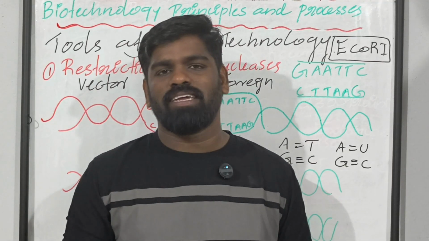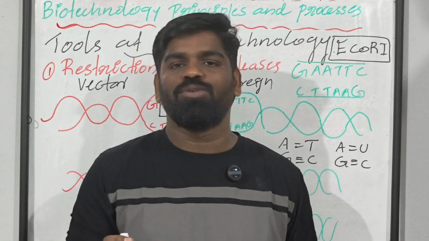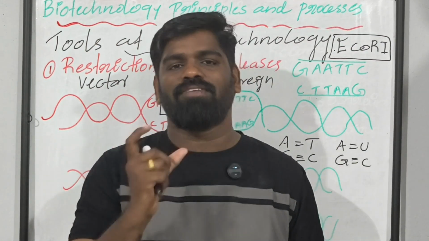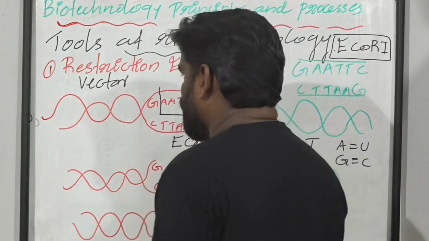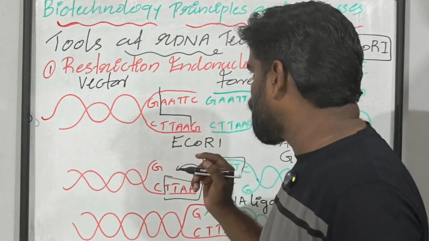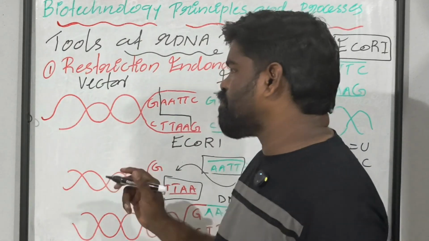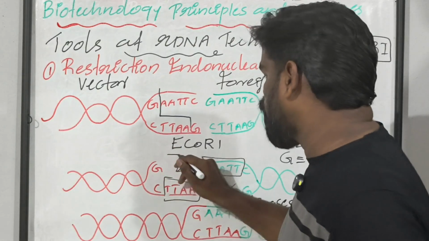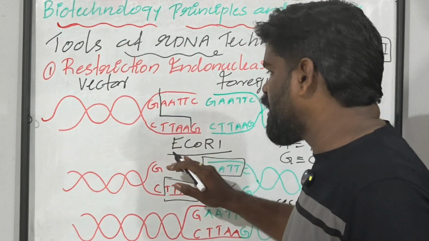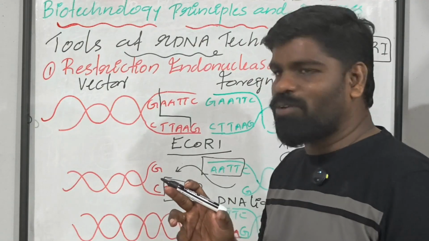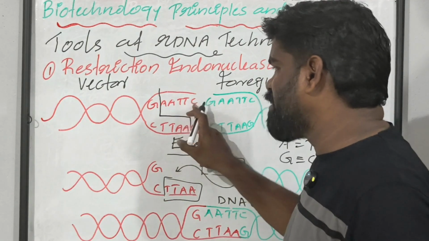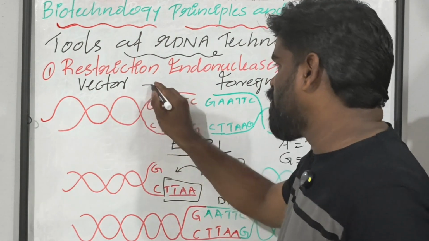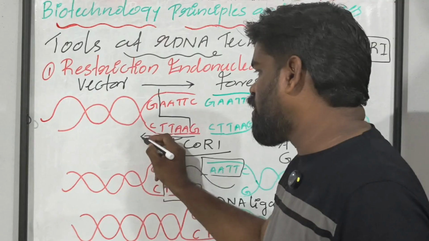So that is the reason why we have to use the same restriction endonuclease for the foreign DNA as well as the vector DNA. Just keep in your mind, this is the vector DNA, this is the foreign DNA. Now, we are going to cut the vector DNA by using EcoRI. What is the palindromic sequence of EcoRI? That is GAATTC. Here also GAATTC. I told you, in a palindromic sequence, when we read forward and backward, it will be the same.